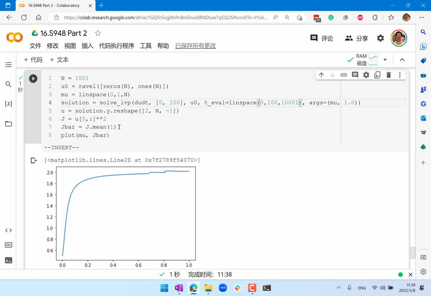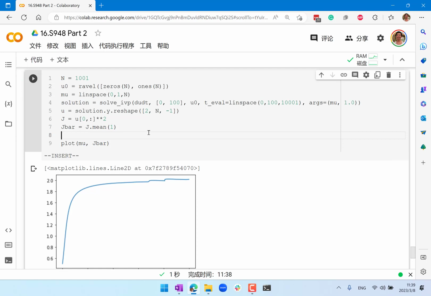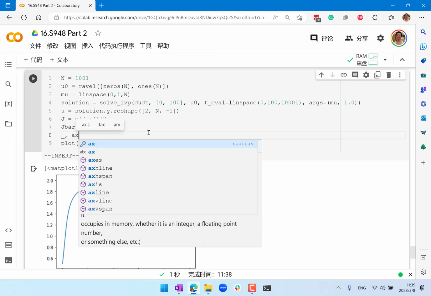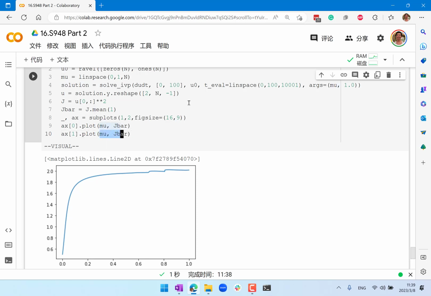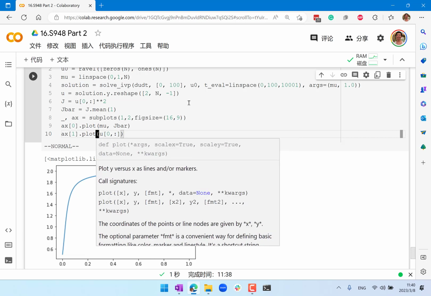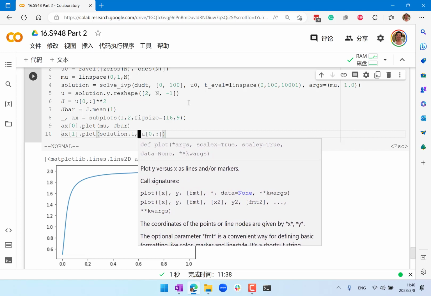In order to understand what these kinks are, let's plot the 1001 solutions and see what is really contributing to the kinks at around the mu value equal to maybe 0.7 and 0.8, right? Okay, so let's plot just the first component of the solution as a function of time. So solution dot t is the time, and let's look at how the solution looks.